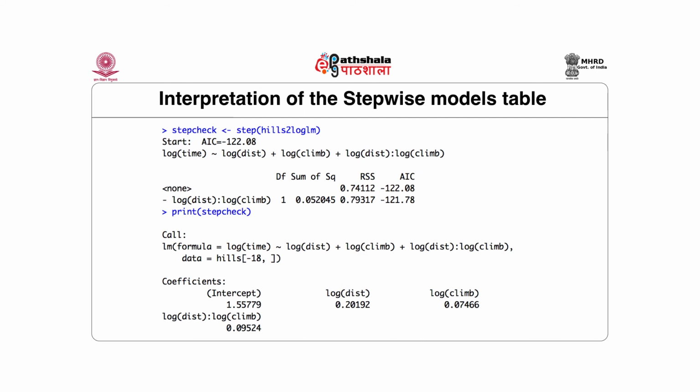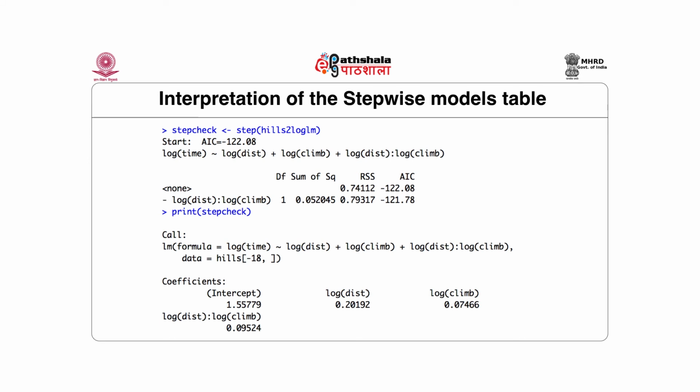So if you add the distance times log climb, you're not actually gaining much, you see. Because if you start with the highest possible value and then you stepwise see the extent to which it is reducing your value. So you start with minus 122. Okay, so 122 is your starting point.